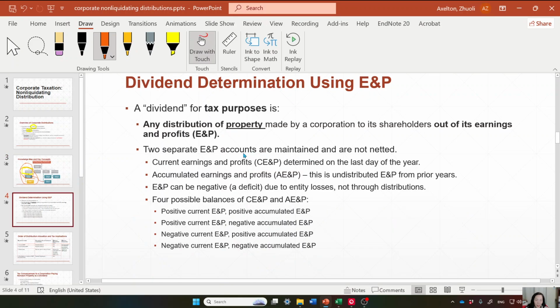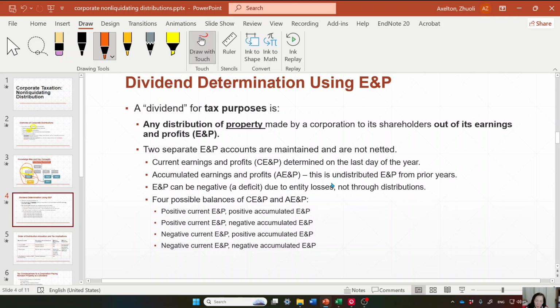And for that purpose, two separate earnings and profits accounts are maintained as separate pools. There are the current earnings and profits, determined on the last day of the year, and the accumulated earnings and profits, which is undistributed earnings and profits from prior years. And the E&P can be negative or a deficit due to entity losses, not through distributions.